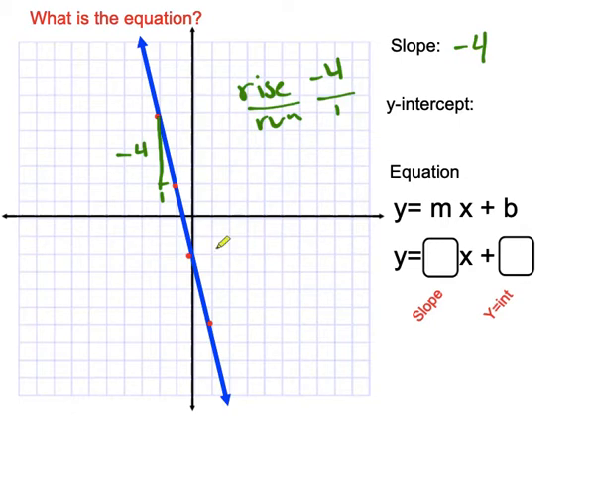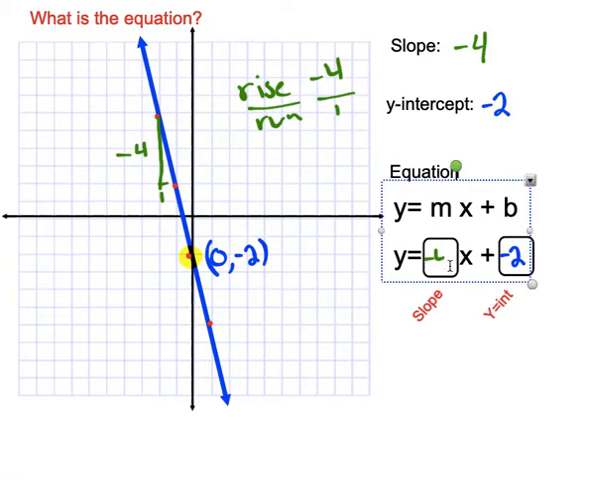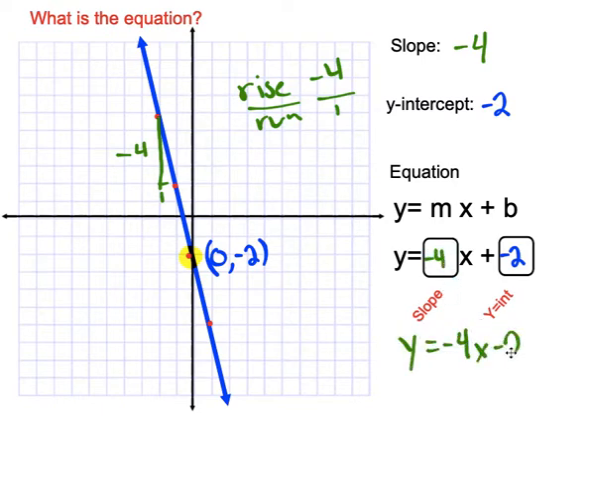The y-intercept is right there. Looks like this is another one that's going to cross at 0, -2. I can fill this information into my equation. y equals -4x plus -2. Or I could write it as y equals -4x minus 2.